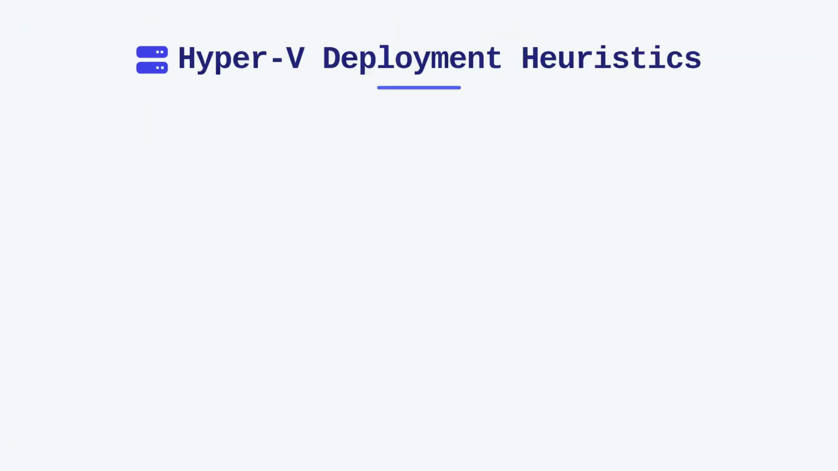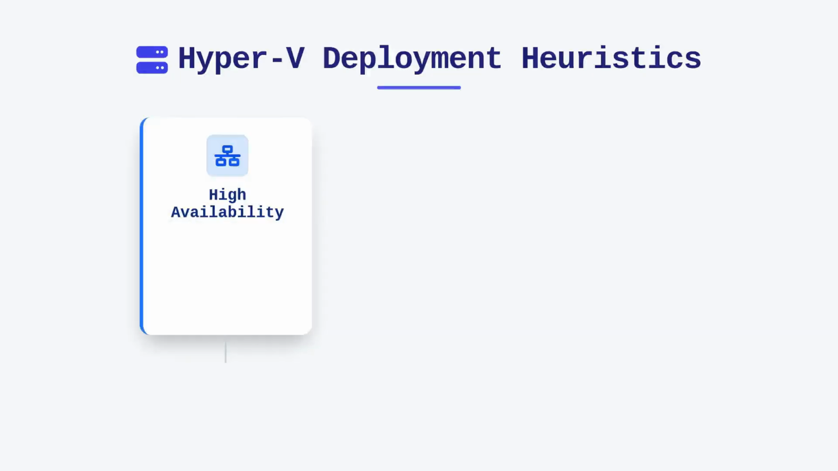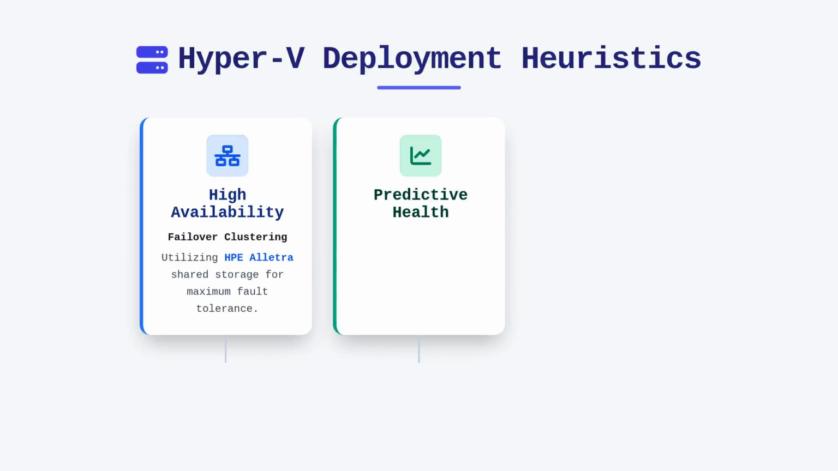Deployment heuristics for Hyper-V often center on balancing fault tolerance with scalability limits. We typically approach high availability through failover clustering, which requires a shared storage backend, such as an HPE Alletra array. The diagnostic telemetry provided by Hyper-V's performance counters proves invaluable when we are modeling predictive failure scenarios. We look for patterns in the event logs, specifically those related to hardware abstraction layer errors or VMBus heartbeats, to identify issues before they manifest as downtime.